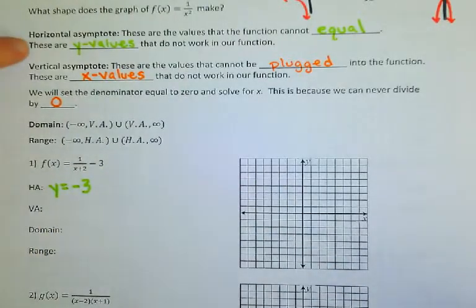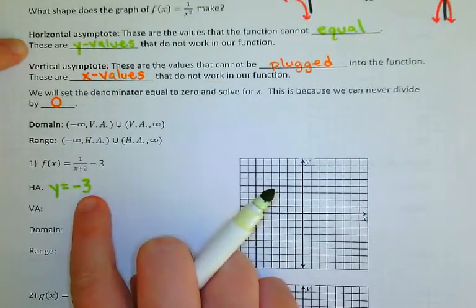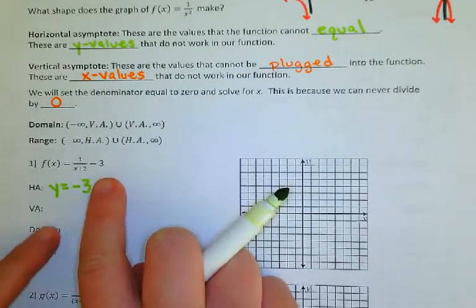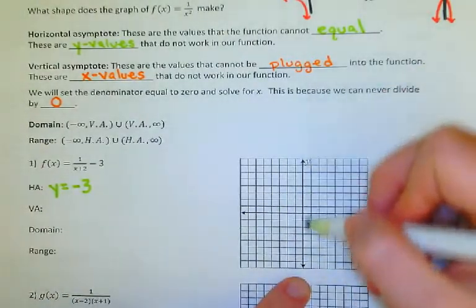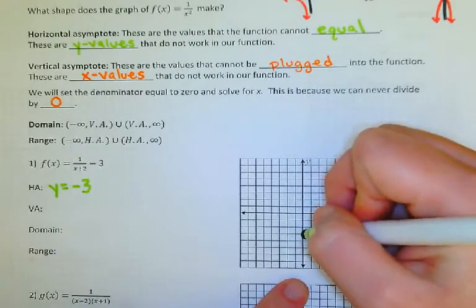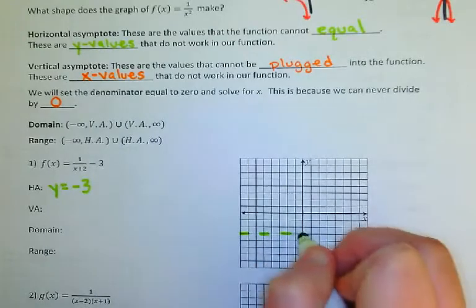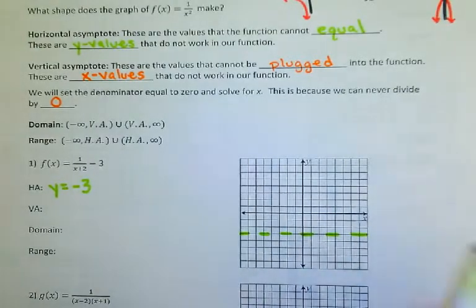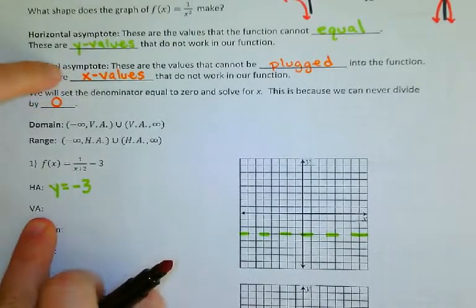Because your horizontal asymptotes are the y values that don't work in our function. Alright, so I'm going to go ahead and put that on my graph. Here's my y-axis, and then -3 is 1, 2, 3 down. So I'm going to put a horizontal line that goes through -3. There's my horizontal asymptote.